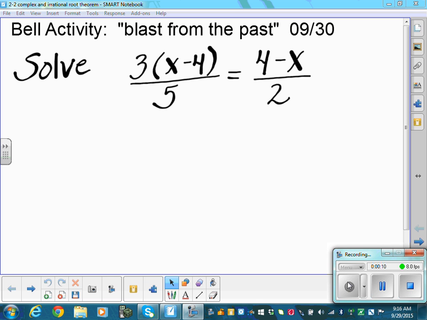So we're asked to solve. This one was on the test, and 80% of you missed it, okay? So we're going to go through it. Looking at this, we have 3 over x minus 4 over 5 is equal to 4 minus x over 2.